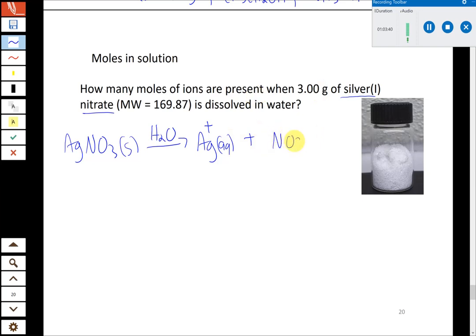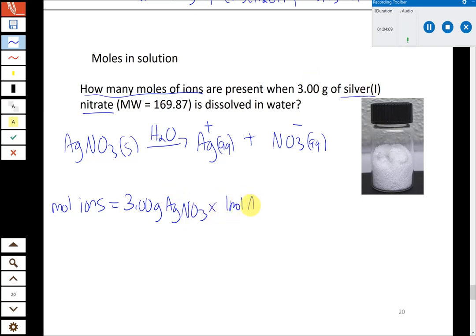So when we dissolve this in water, it separates into ions, and this is the process we want to think about for this question. Because what this question is asking us is how many moles of ions, not one specific ion or another, but how many total moles of ions. And so to figure this out, we have to first figure out how many moles of silver nitrate we're dissolving. So we have 3 grams of silver nitrate, and we can use molar mass to figure out how many moles that is. So we're going to divide by its molar mass, which is 169.87.